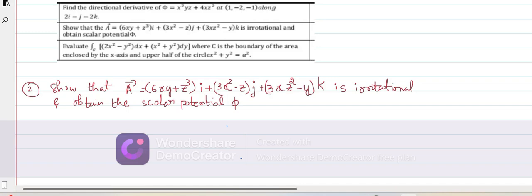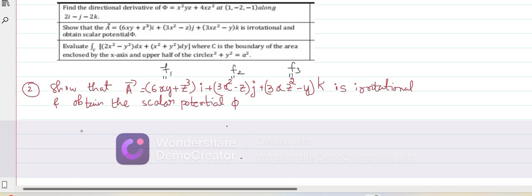Okay students, let us solve the next question from the model question paper. So we need to show that the given vector is irrotational and we need to find its scalar potential. Okay, so that means first we have to show that the curl of this vector is 0. Right? To show that the given vector is irrotational, it is enough to show that the curl of f is 0. So let me call this portion as f1, this is f2, and this is f3.